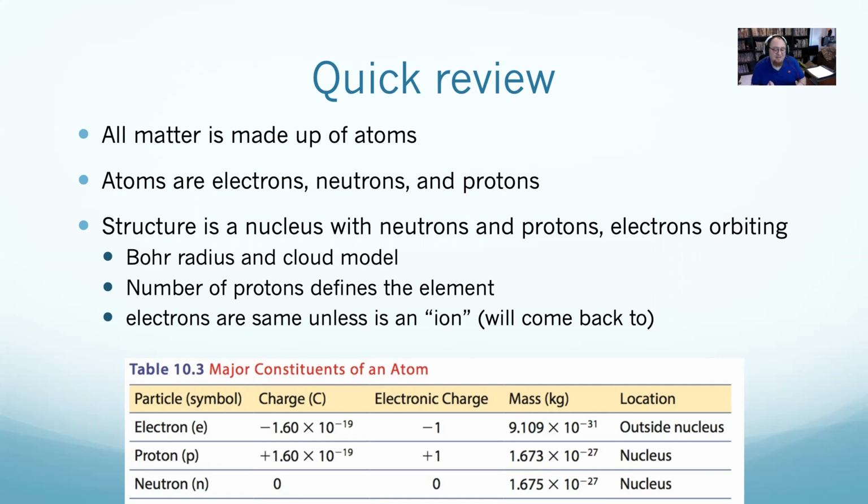Now, in any given atom, the number of electrons will match the number of protons. The electrons and protons will be the same. That isn't necessarily always true. That can be changed. But once that changes, it's no longer an element. It's officially an ion. We'll come back to ions later on. But for now, know that electrons and protons should be the same.